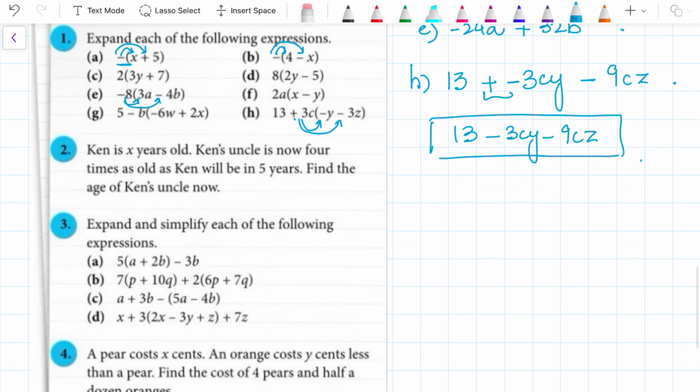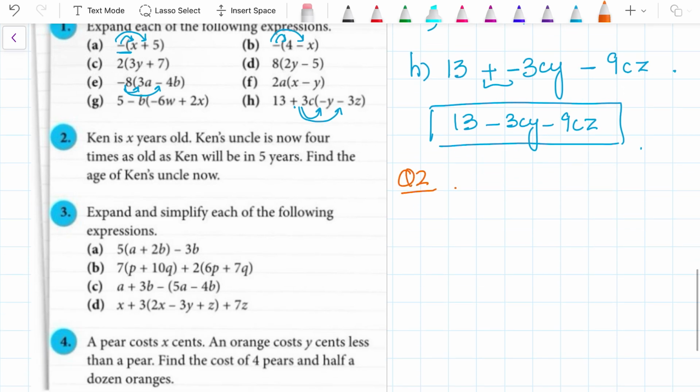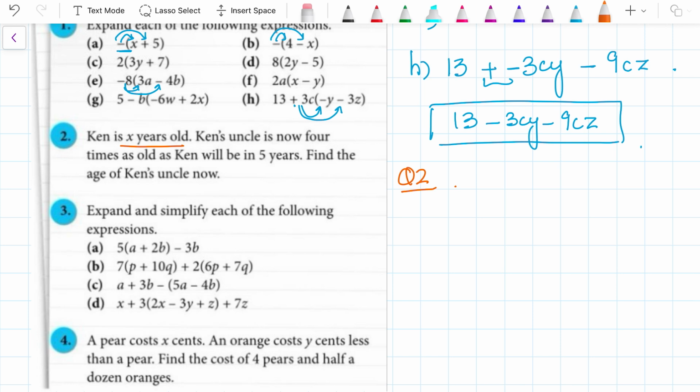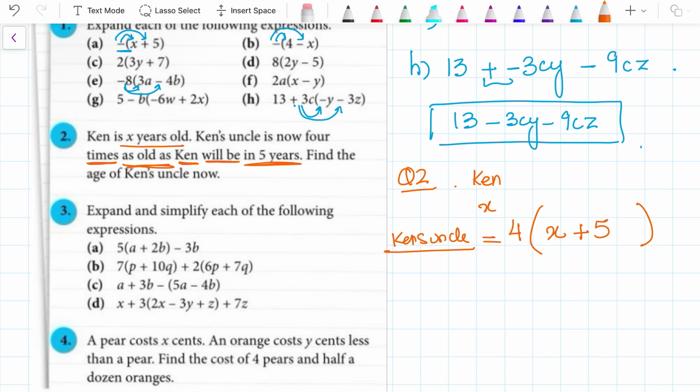Let's look at question number 2. Ken is X years old. Ken's uncle is now 4 times as old as Ken will be in 5 years. So Ken is X, and Ken's uncle will be 4 times, which means multiplication, so I put a bracket, as old as Ken will be in 5 years. So we make the expression for Ken's uncle's age.